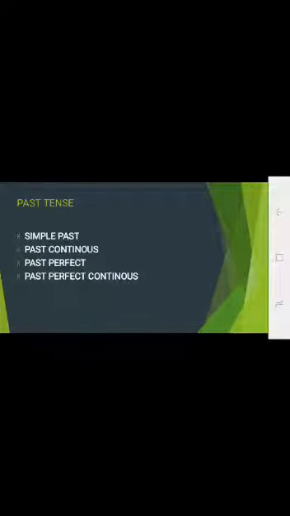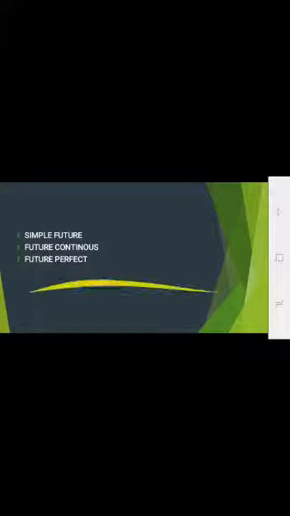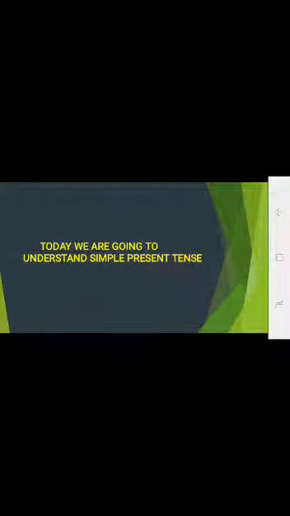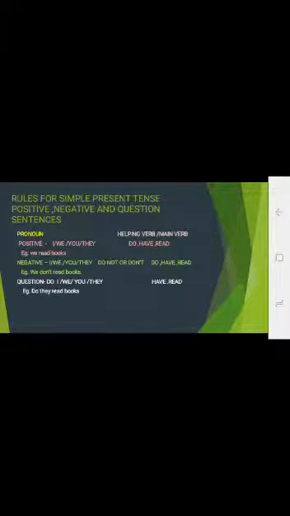In past tense again there are four forms: simple past, past continuous, past perfect, past perfect continuous. Then there is a third form, that is future tense. In future tense also there are four forms: simple future, future continuous, future perfect, future perfect continuous. Today we are going to understand simple present tense.